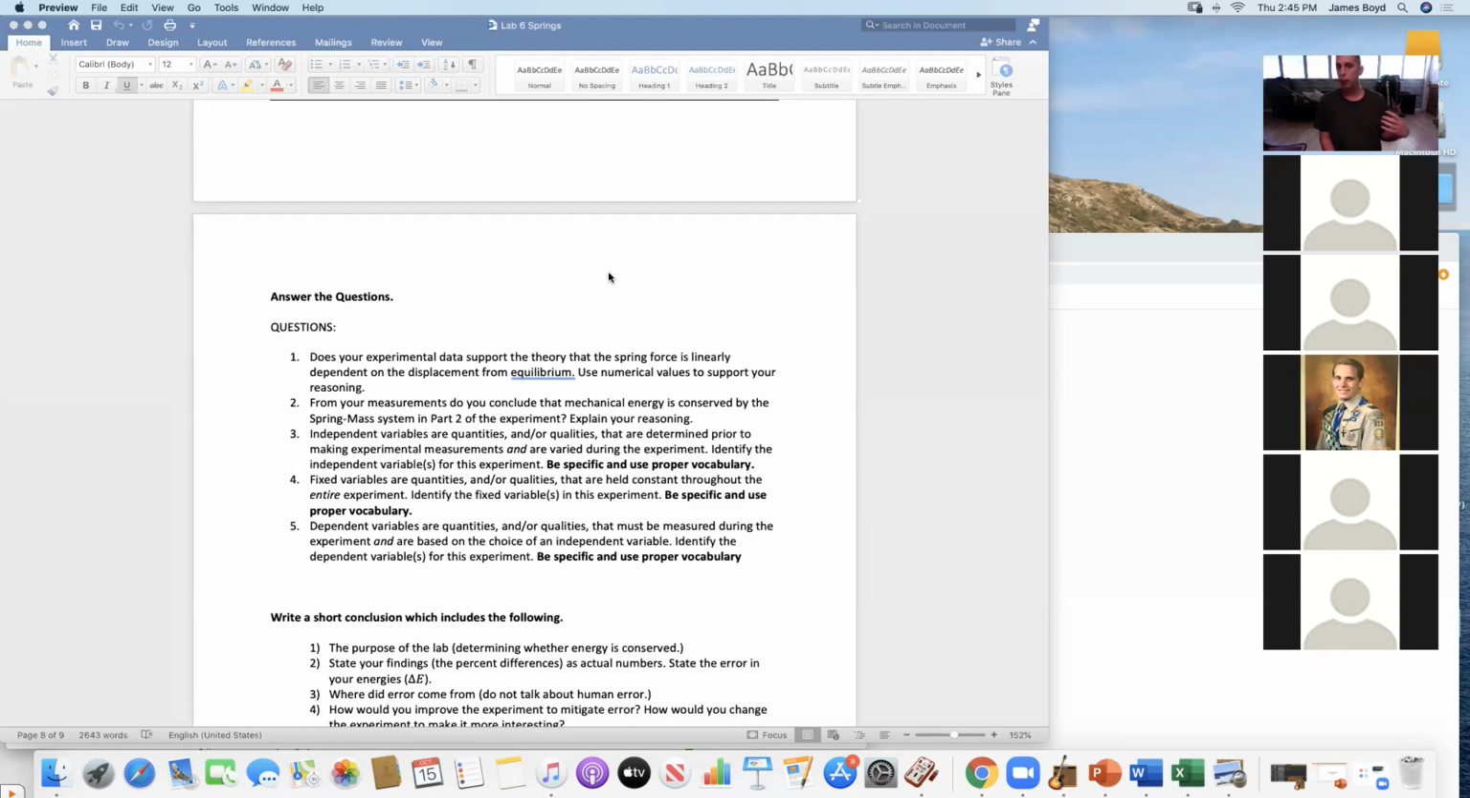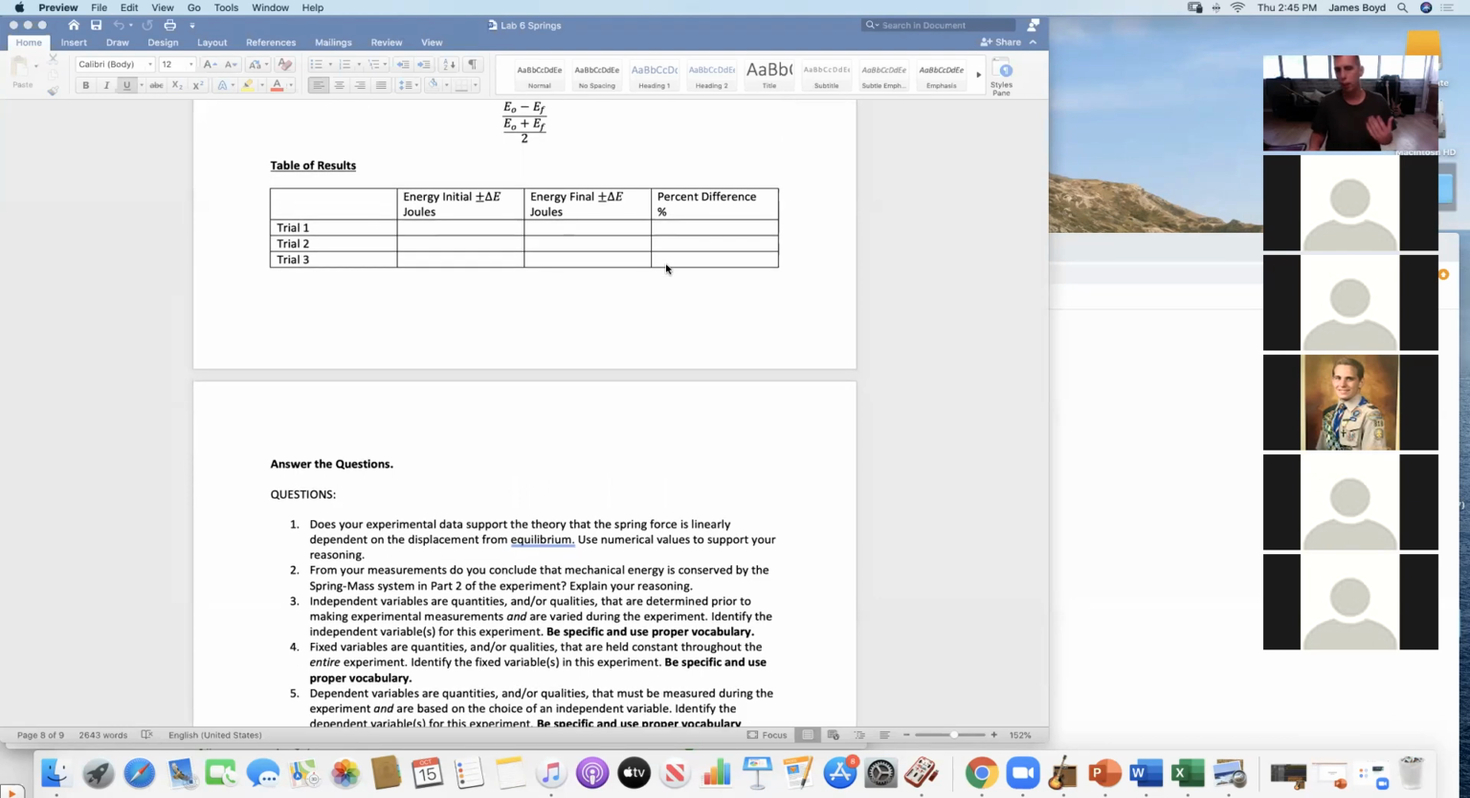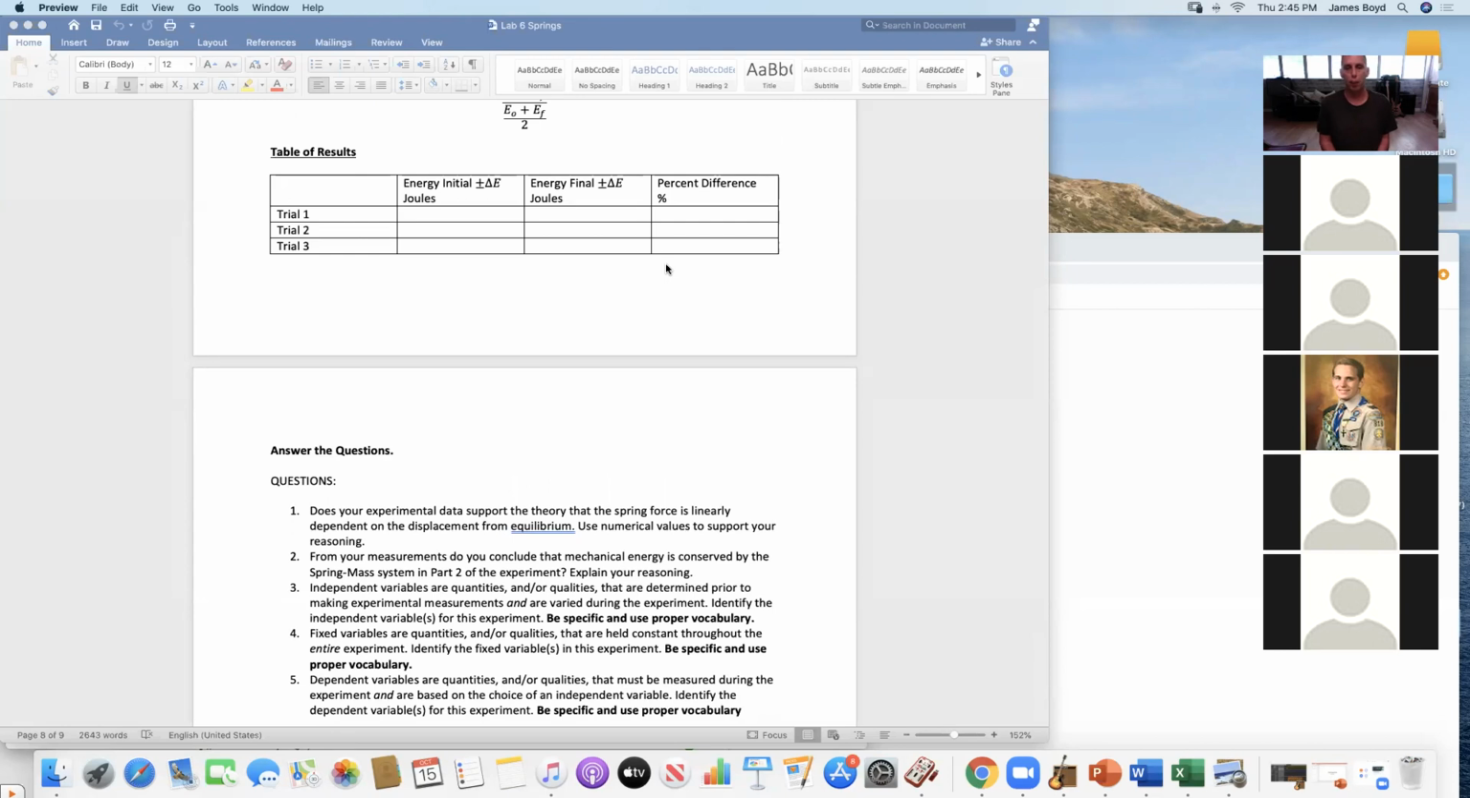From your measurements, did you conclude mechanical energy is conserved? That means just look at these percent differences and give them to me. Tell me, are they close to 0? Are they within 5%? Are they within 10%? Or are they ridiculous? Are they 30%, which they may be? And then why? Why do you think it does or doesn't? All I'm really asking you there is, do you think that you demonstrated conservation of energy with this experiment?